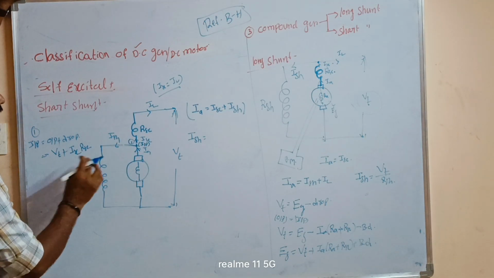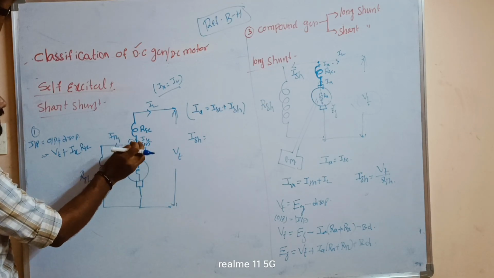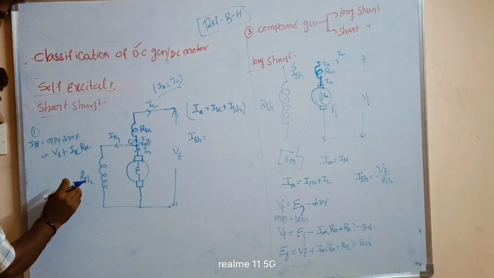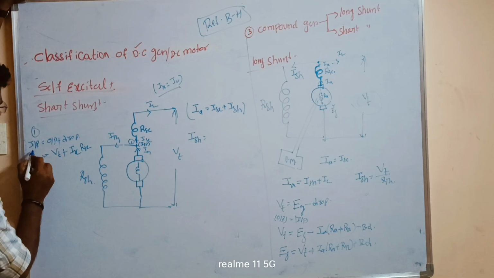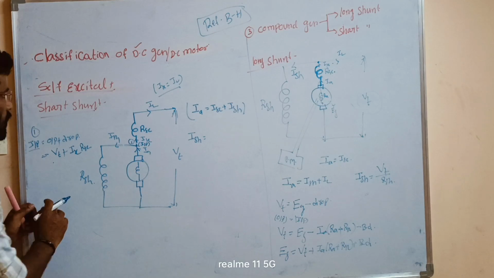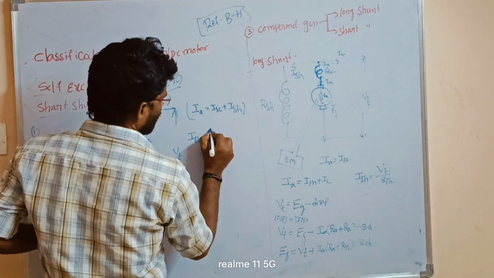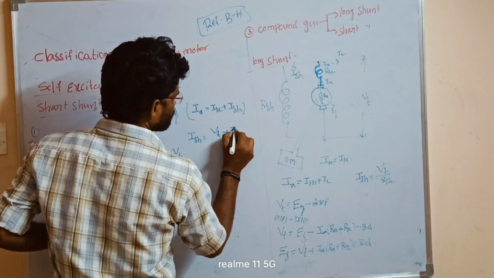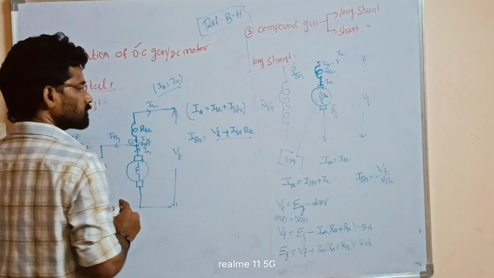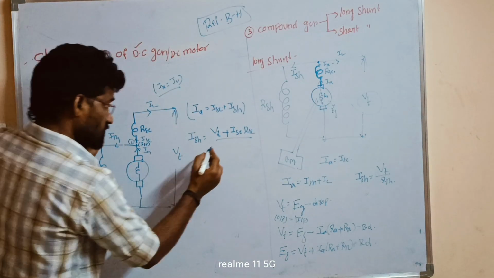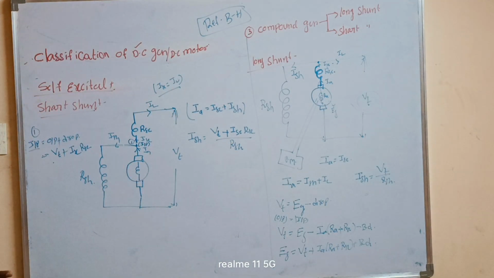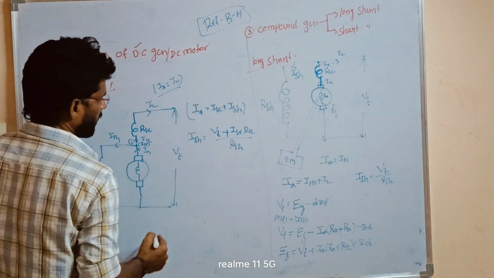So this is nothing but up to voltage, because these two are in series. In this case, RSH is in parallel. So in the case of input, it is equal to VT plus ISC RSC. So we can write ISH is equal to VT plus ISC RSC by RSH. This is the only difference for ISH.